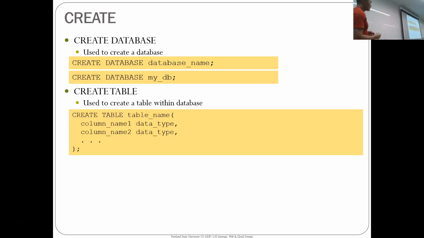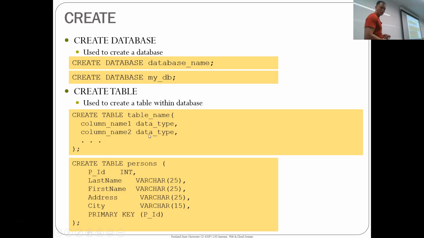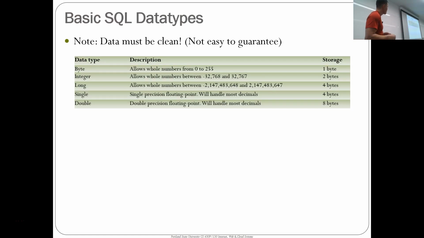I can then, on that database, create a table, and I have to specify when I create a table all of the types for the columns that I want to insert into that database, such as this. So I'm going to create a table of persons, and then the ID is an integer. The first name and last name are characters of 25 characters each, and I have to statically specify every single column in that table.